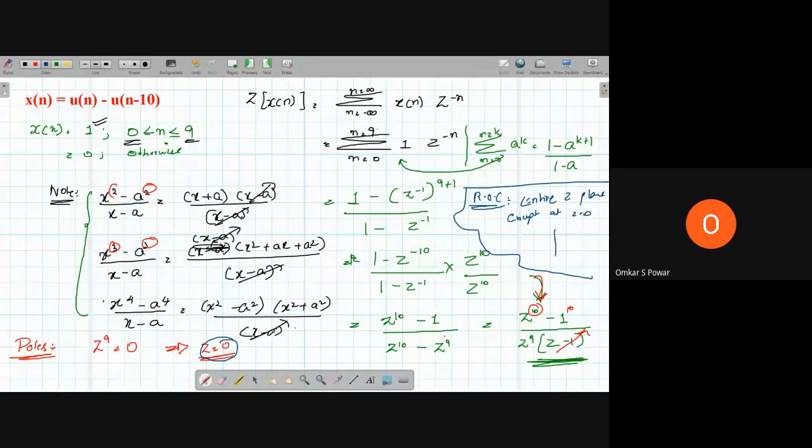It is the same as the previous one. So this is your z plane. You have the pole at z is equal to 0. Then your ROC is the entire z plane except at this point, whatever red color I have marked. So you bring this equation into this form and remember this one.